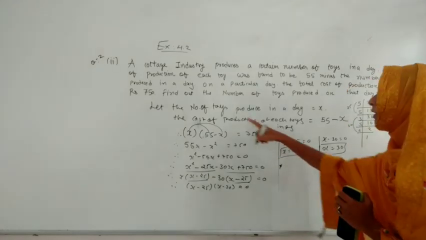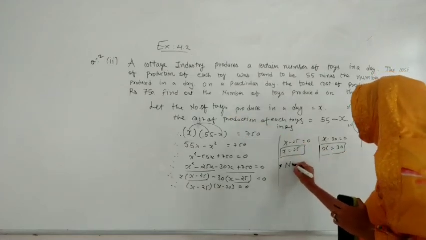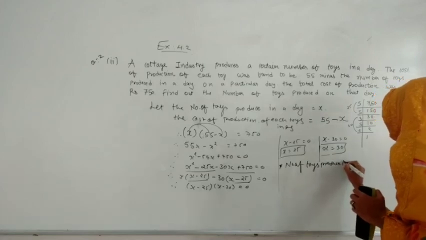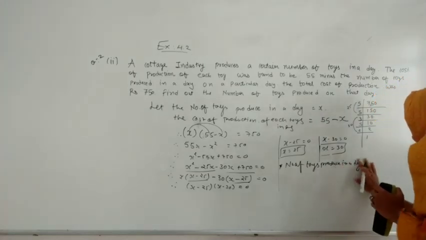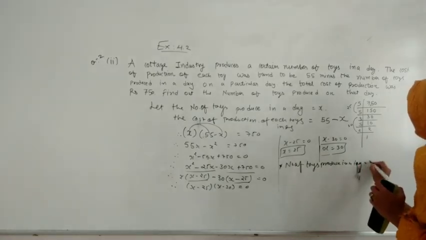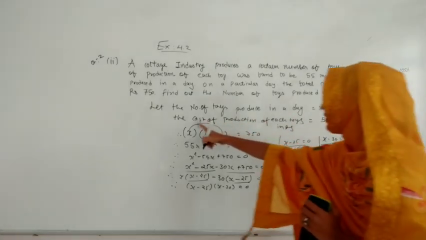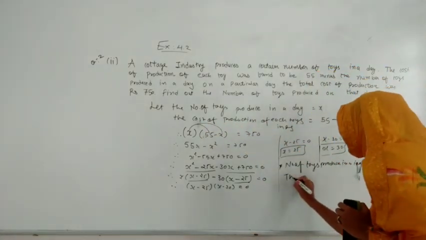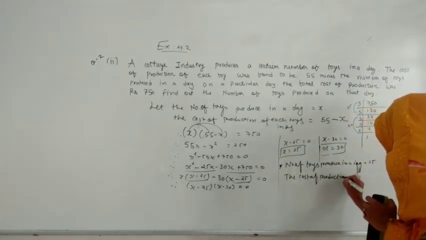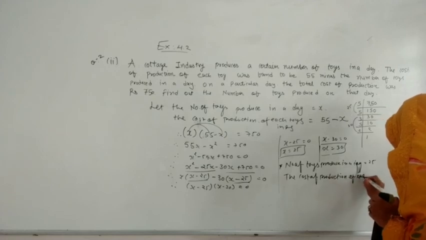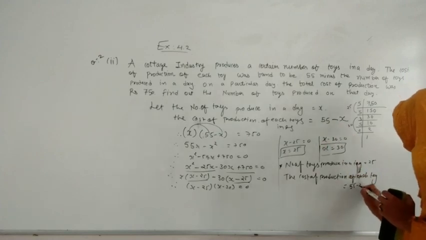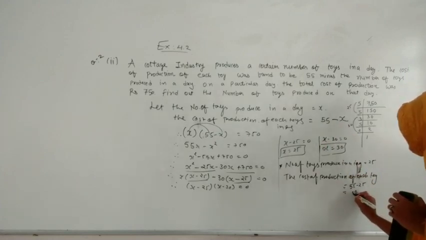So let us write. So here if we are writing number of toys produced in a day, if we are taking it as 25, अगर हमने यहाँ 25 लिया है तो the cost of production of each toy, the cost of production of each toy that will change. So it will become 55 minus 25. So here we are getting answer as 30.